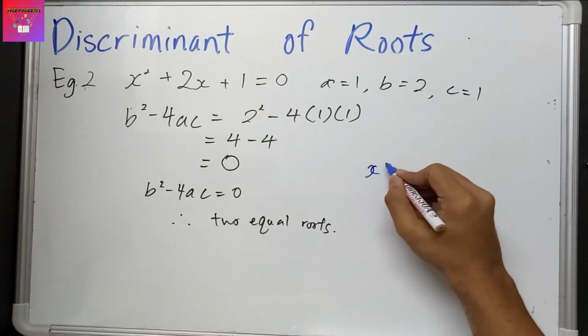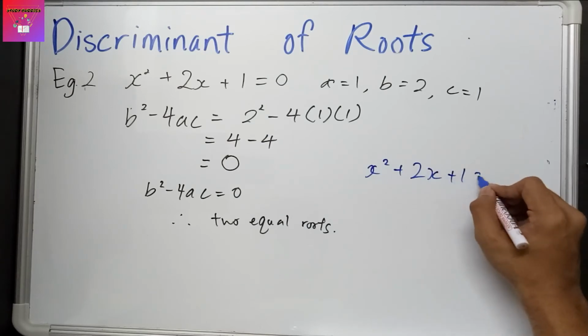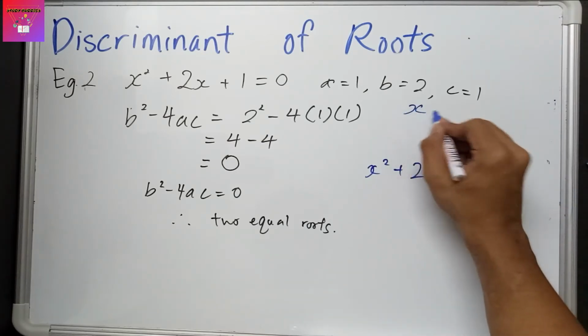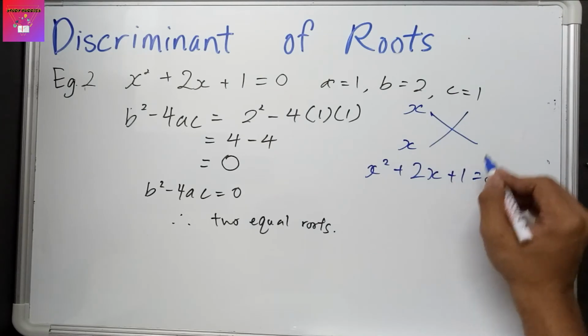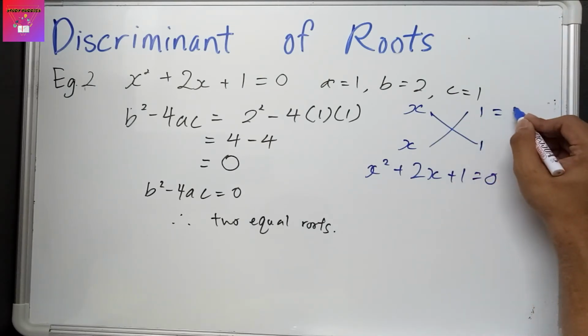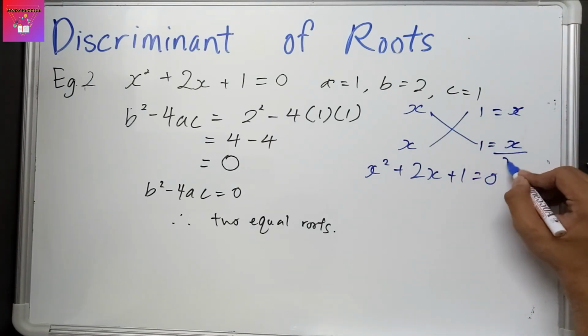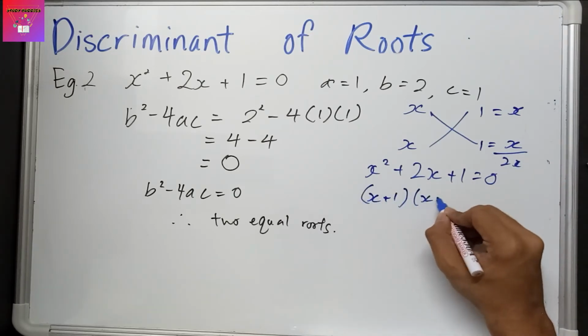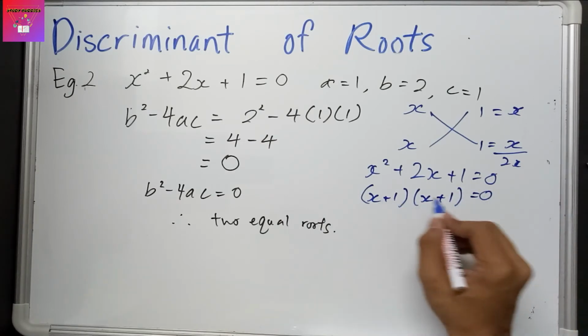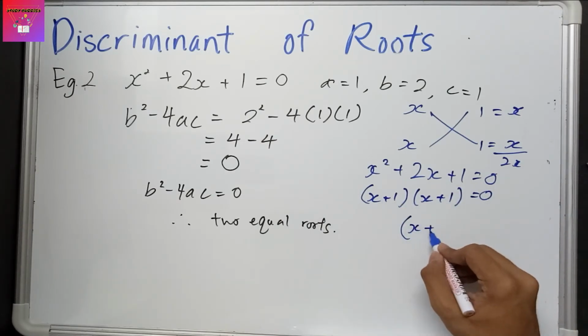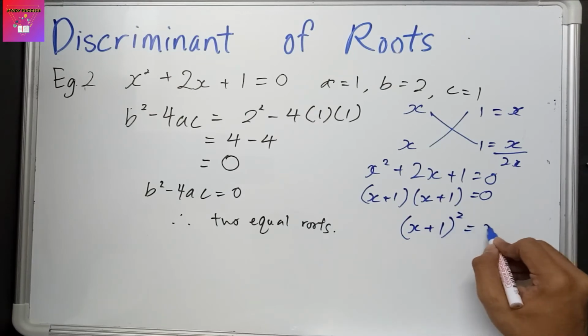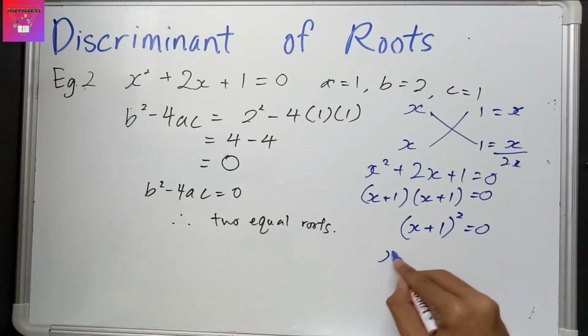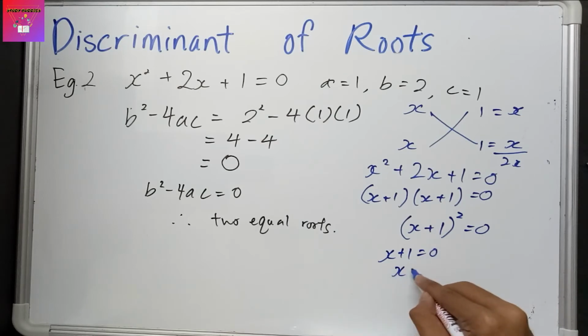Let's say I rewrite x squared plus 2x plus 1 equals 0 again, and I'm going to do the complete factorization method. So 1 times 1 is just 1 and 1, therefore we are going to get x, which is going to bring us to a 2x. So it's going to be (x plus 1) times (x plus 1) equals 0. You can simplify it into (x plus 1) squared equals 0, and therefore the answer is x equals negative 1.